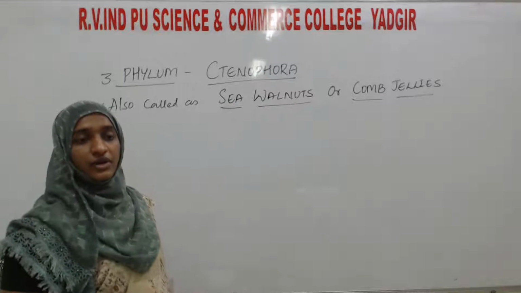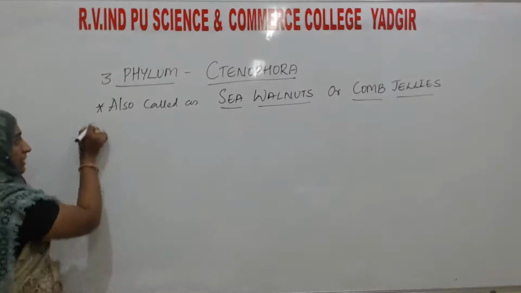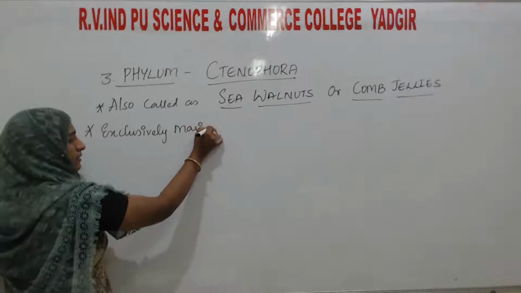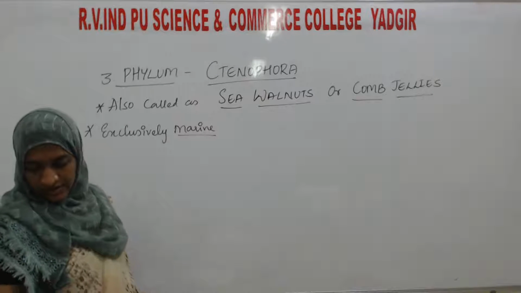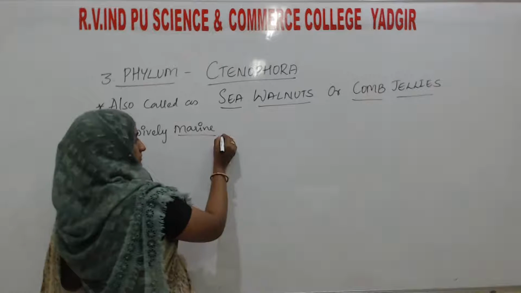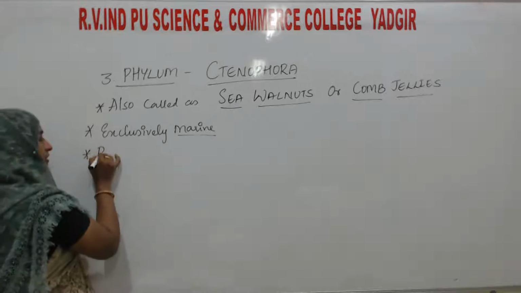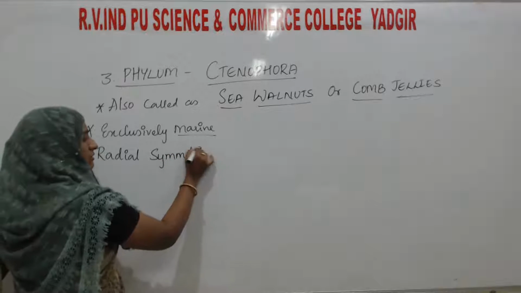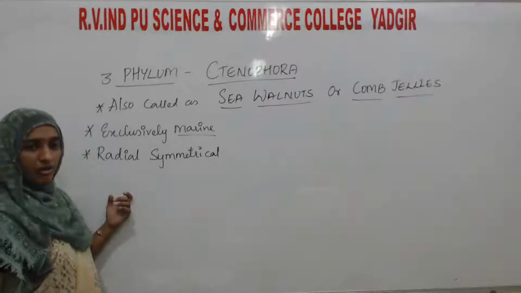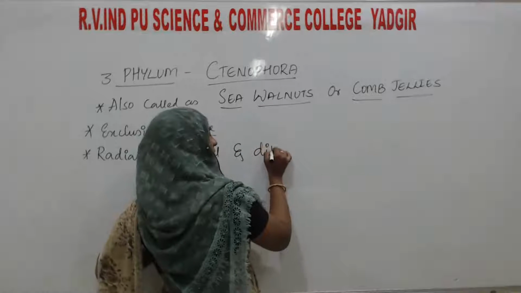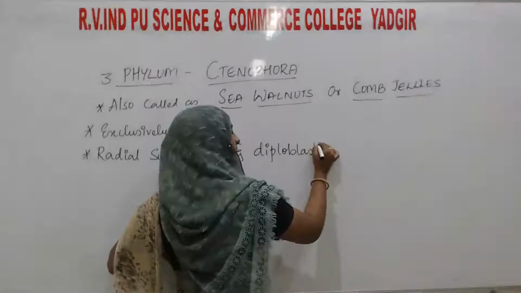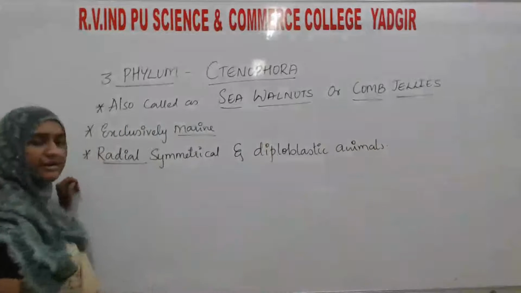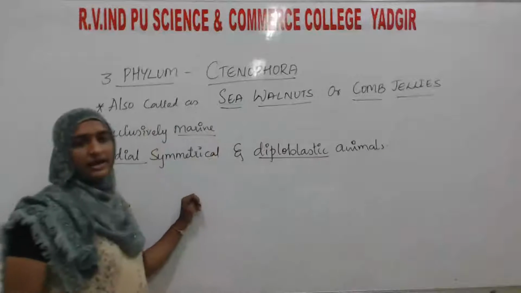Next we will go for their habitat, where they live. They are exclusively marine, found in salt water. Which symmetry do they possess? They are radially symmetrical animals, and they are diploblastic animals. First of all, they are radially symmetrical and diploblastic animals.